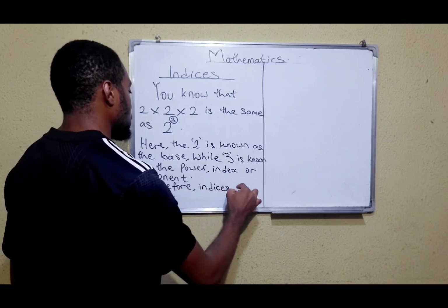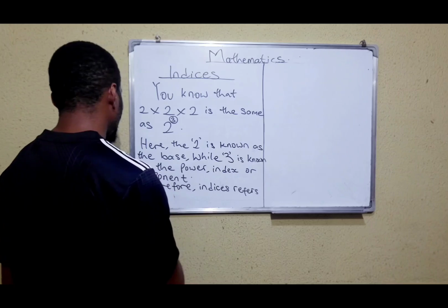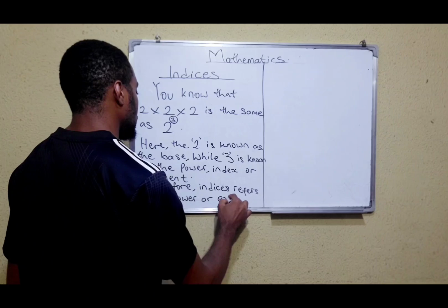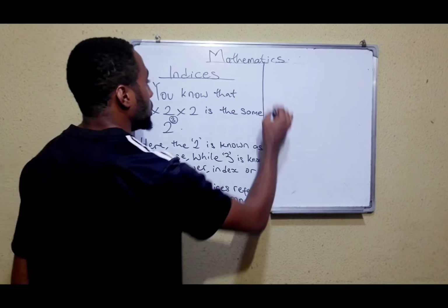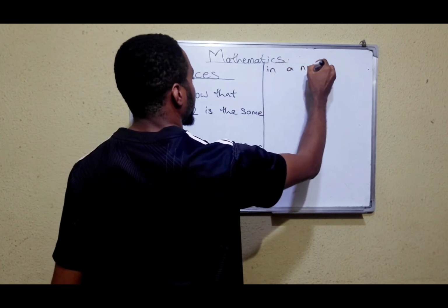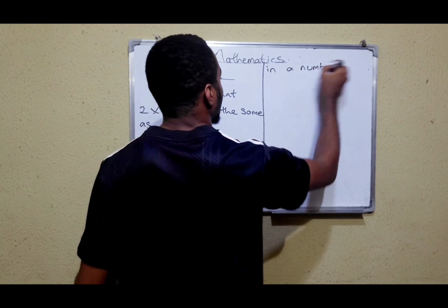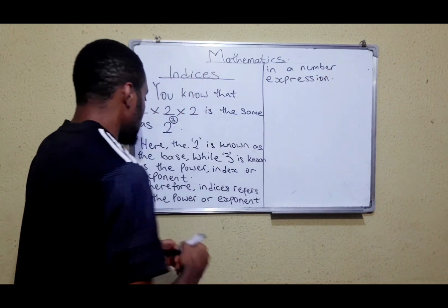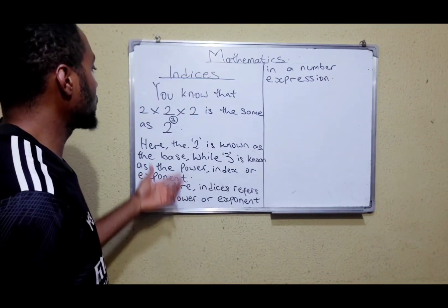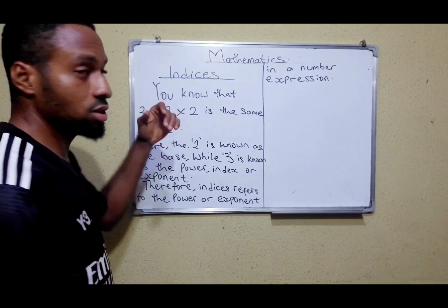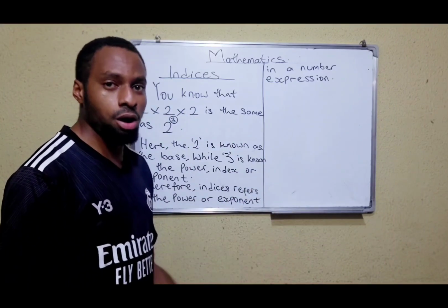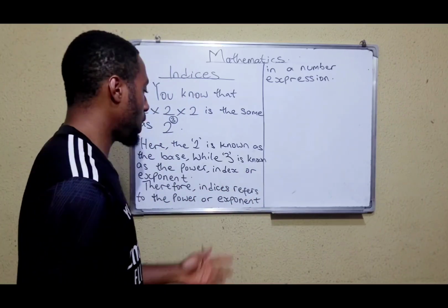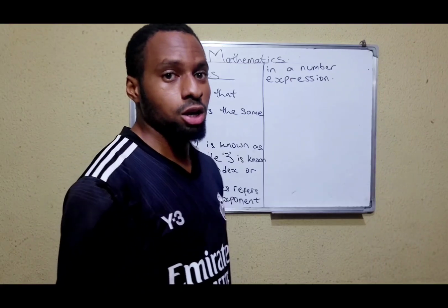Therefore, indices refers to the power or exponents in a number expression. Let me recap. I said that this 2 here is the base, this 3 can be referred to as the index, the power, or the exponent. And with that being said, indices simply refers to the power or exponent in a number expression.